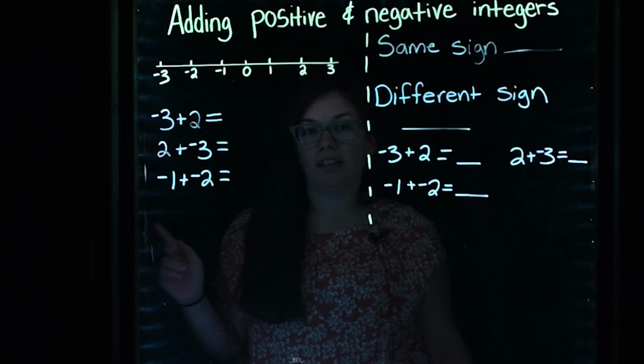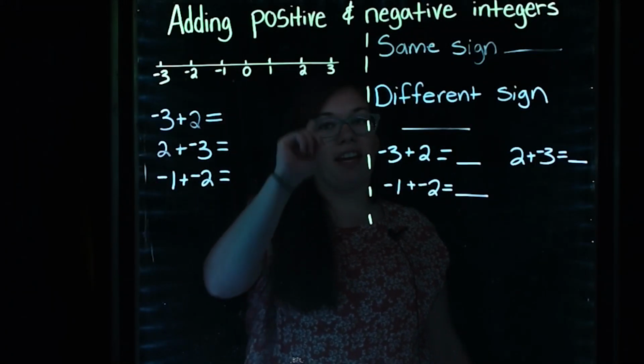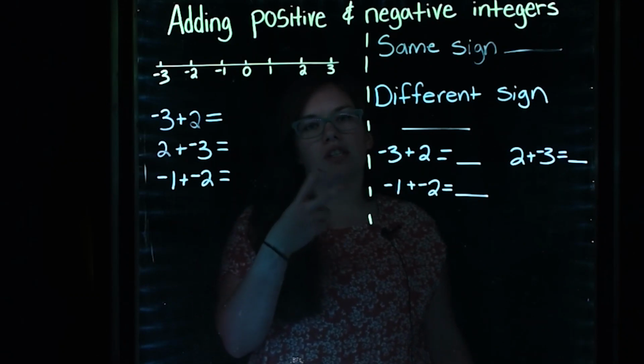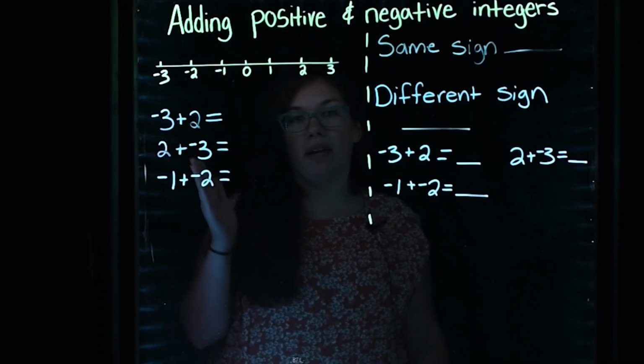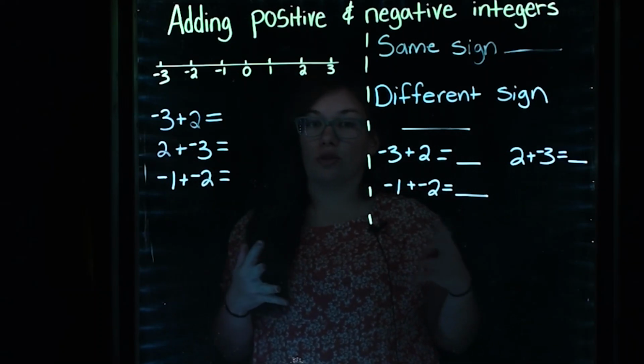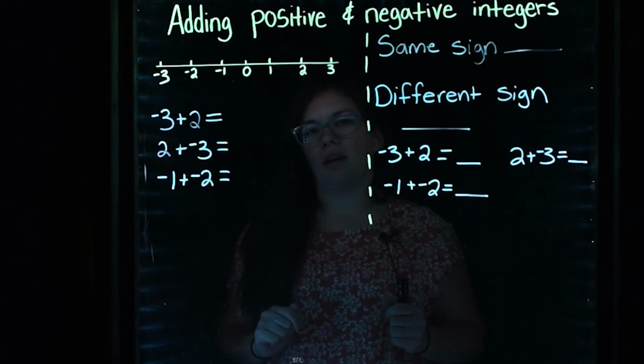Hey there! Today in this video we're talking about adding positive and negative integers, and we're going to talk about two different ways to do it. My first way is a little bit more visual, that's with my number line. My second way is just the rules. First we're going to start with the number line.